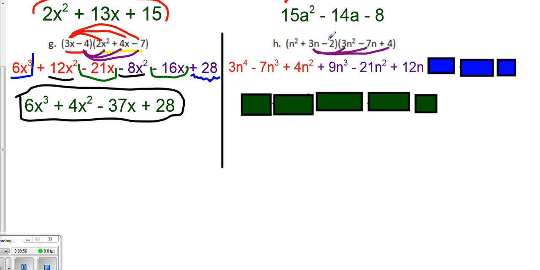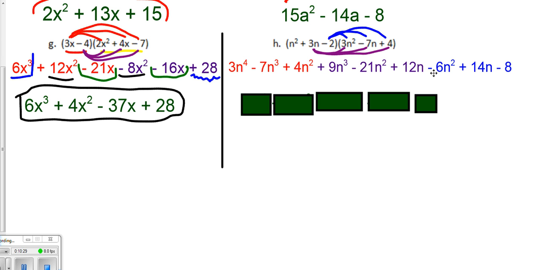I do this negative 2 to each of these. Negative 2 times 3n squared, negative 2 times negative 7n, and negative 2 times positive 4. So again, all of those swoops, each one is going to be one of these boxes. Negative 2 times 3n squared becomes negative 6n squared. Negative 2 times negative 7n becomes positive 14n. Negative 2 times positive 4 becomes negative 8.